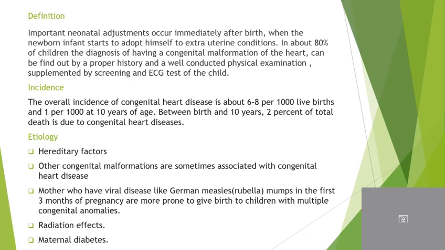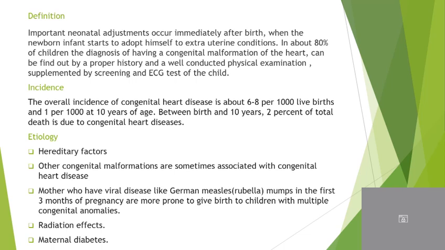Incidence: the overall incidence of congenital heart disease is about 6 to 8 per 1000 live births and 1 per 1000 at 10 years of age. Between birth and 10 years, 2% of total death is due to congenital heart diseases.